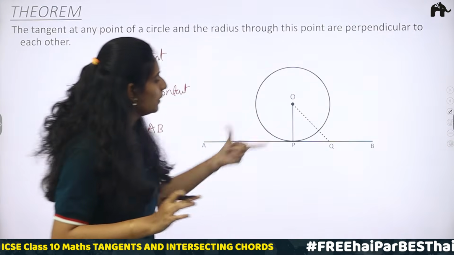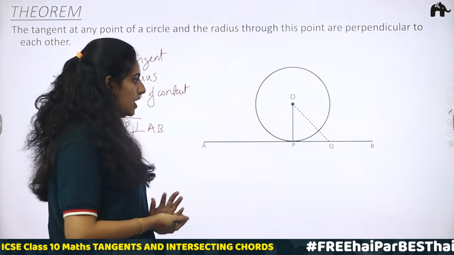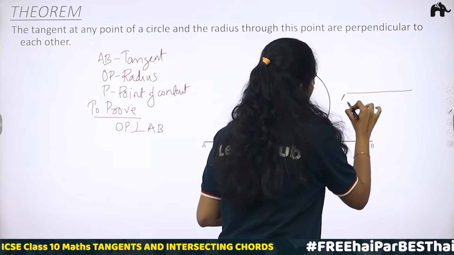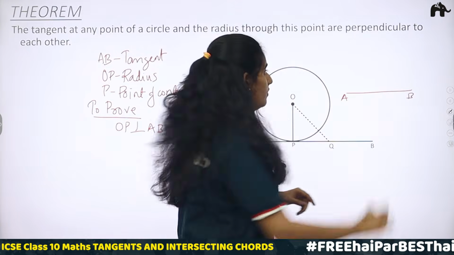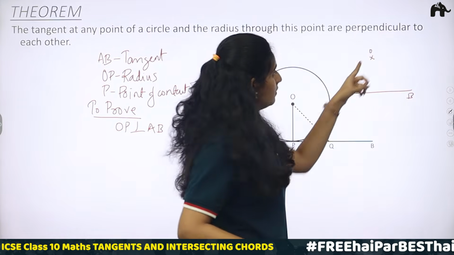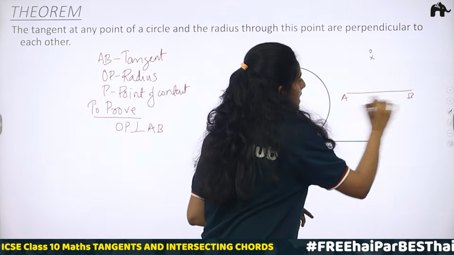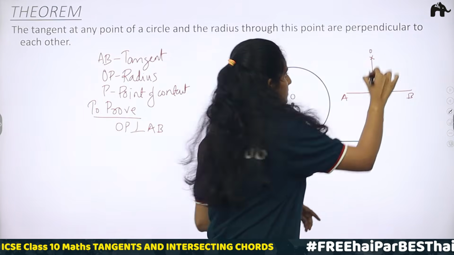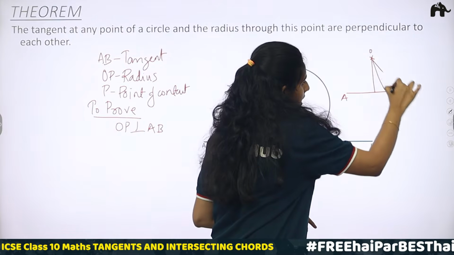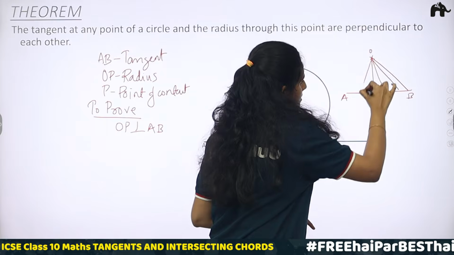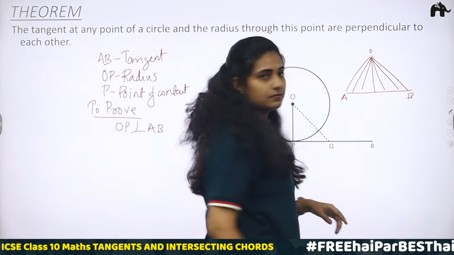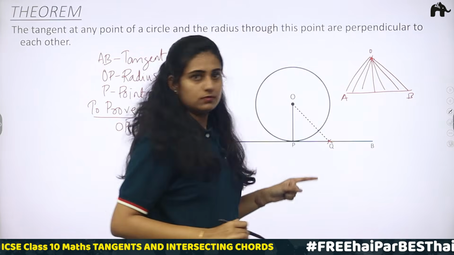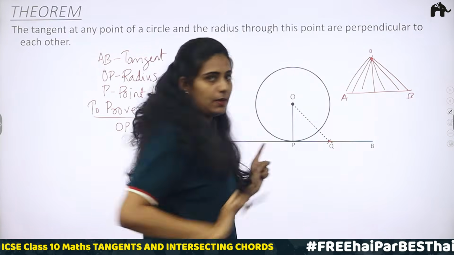How to prove OP is perpendicular to AB? Now in this case, if you are considering a baseline AB, we have a point O. With this point O to this baseline AB, I can draw many lines. This is one line. This is another line. I can draw n number of lines. Yes? Okay. Now, here I am considering a point Q that lies on the line AB.